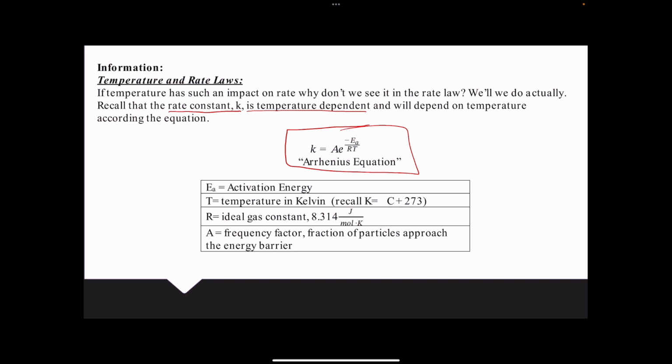In this equation, that Ea is referred to as activation energy. T is our temperature in Kelvin. Recall from first semester chemistry to convert between Celsius and Kelvin, we take our Celsius temperature and add 273. R is our ideal gas constant. It's 8.314 joules per mole Kelvin. And then A is what we refer to as a frequency factor. It's the fraction of particles that are able to obtain enough energy.